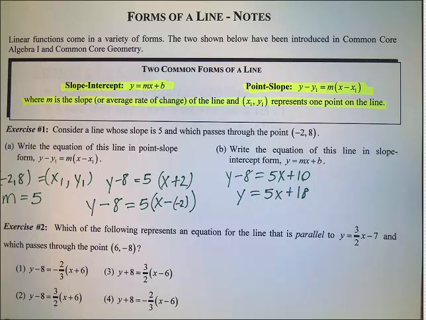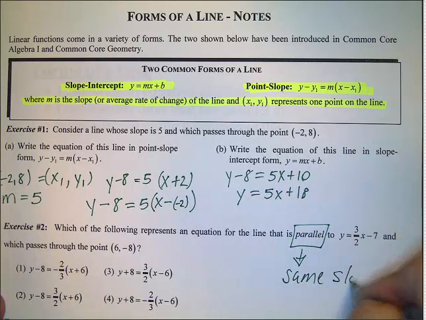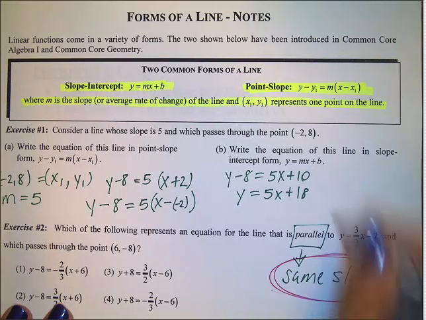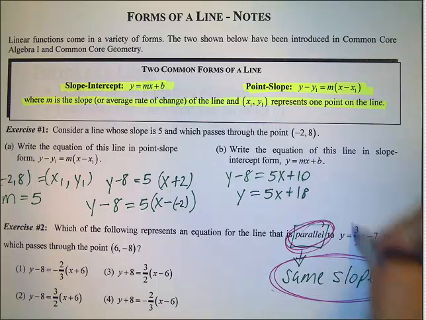All right, exercise 2. Which of the following represents an equation for a line that is parallel to y equals 3/2x minus 7, and which passes through the point 6, -8? Well, you need to remember, parallel means they have the same slope. So that is very, very important. If they are parallel, they have the same slope. So we know that our new equation has to have a slope of 3/2.